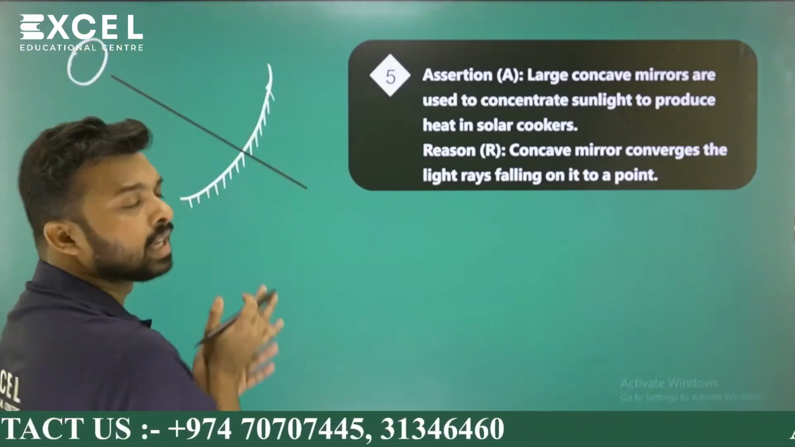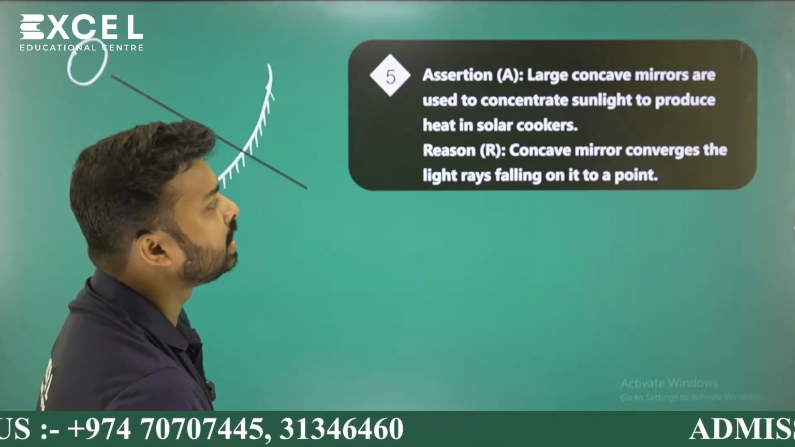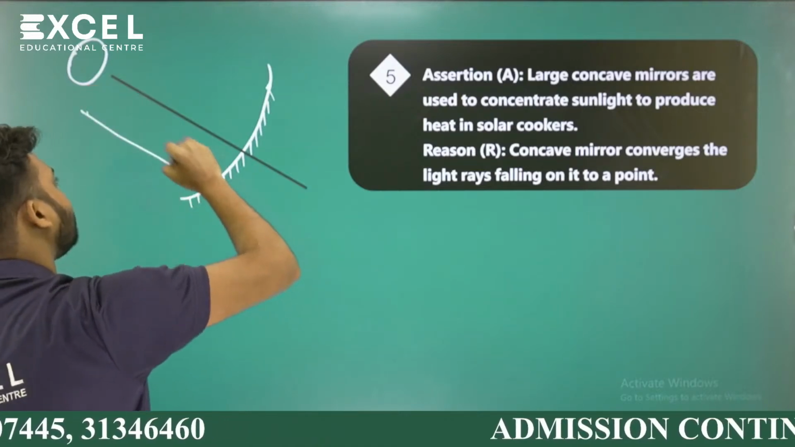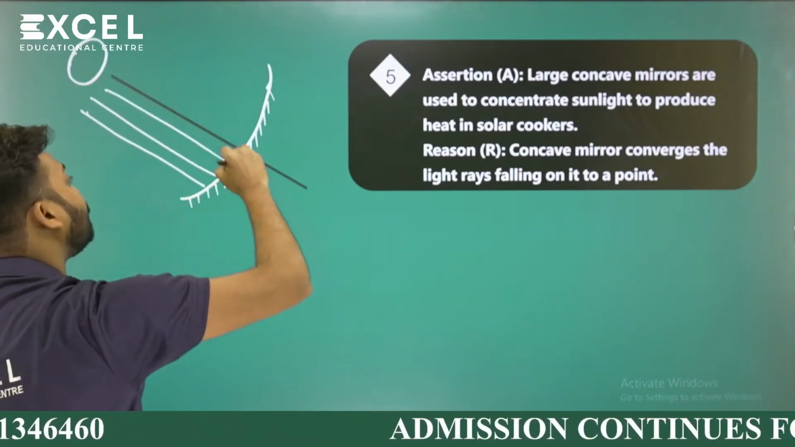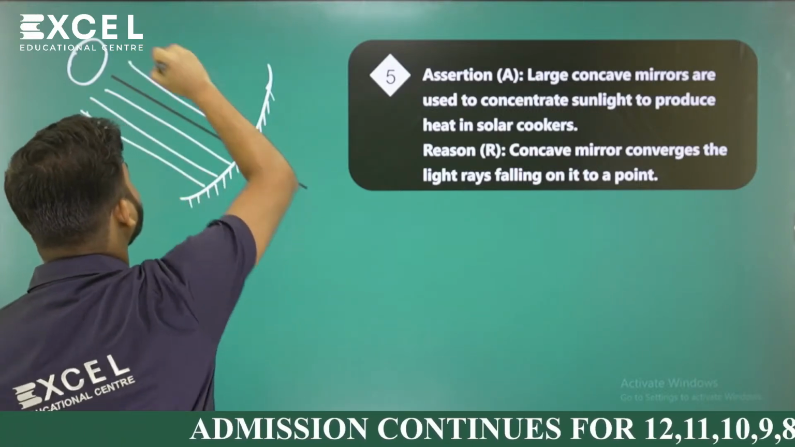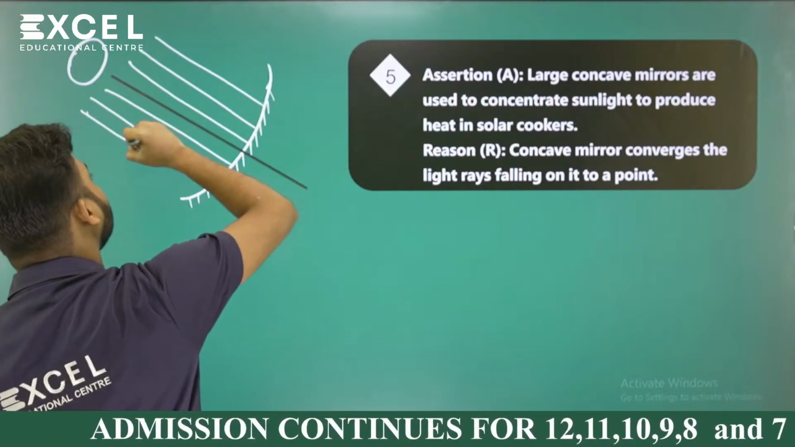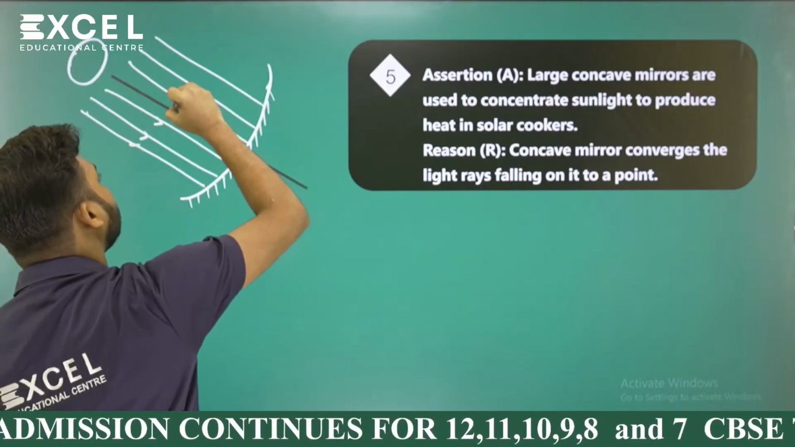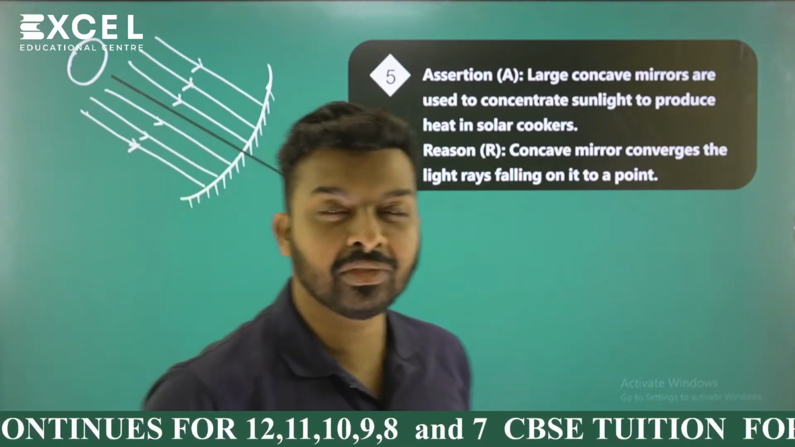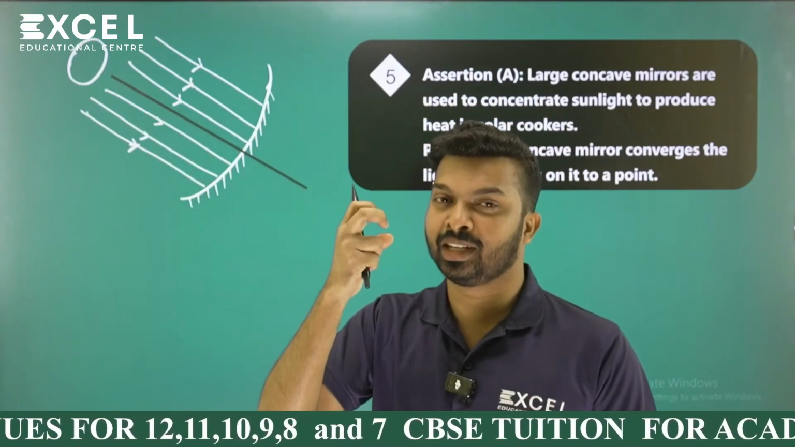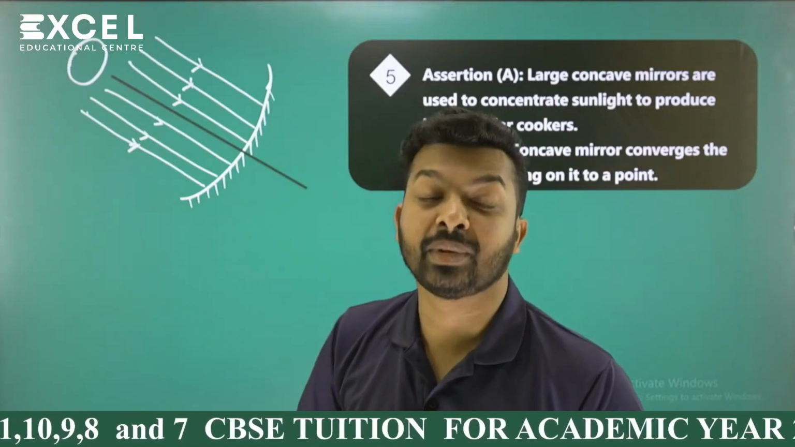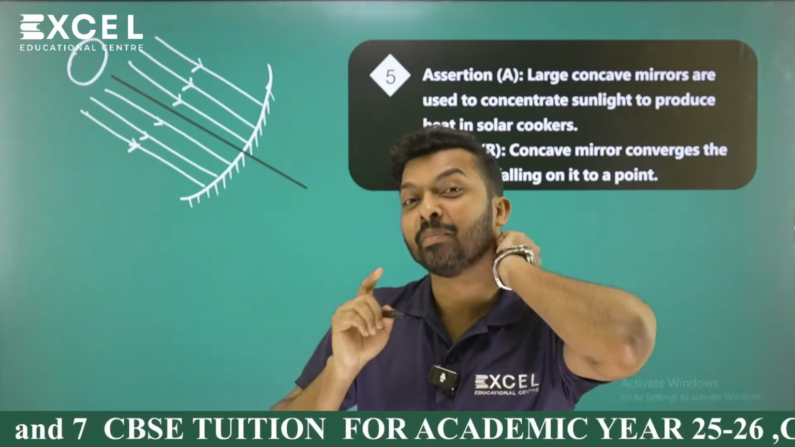I'm keeping a very large concave mirror opposite to it. The beam of light which is coming will be parallel to the principal axis. The incident rays are here. And you know, after reflection, we know one thing: all the beams which are incident parallel to the principal axis will reflect back through the focus.